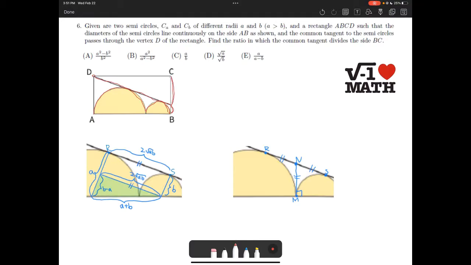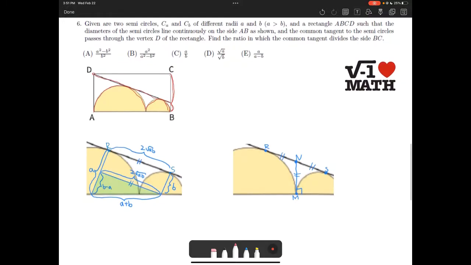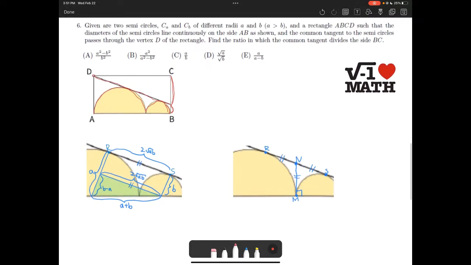Now this problem requires several steps. First we're going to label the radius of this as A and the radius of this as B. Whoops. This is B, and this is A. Now we can use Pythagoras' theorem, as we can drop a perpendicular much like in this diagram. And here this is B minus A, this is A plus B, and we can apply Pythagoras' theorem to get that this is 2 times the square root of AB. So this is also 2 times the square root of AB.